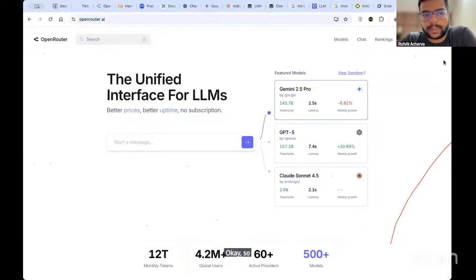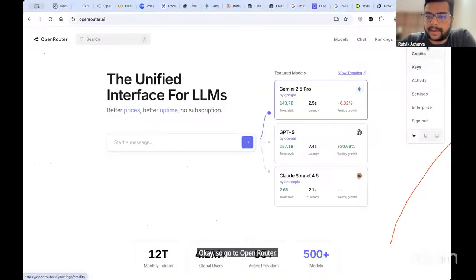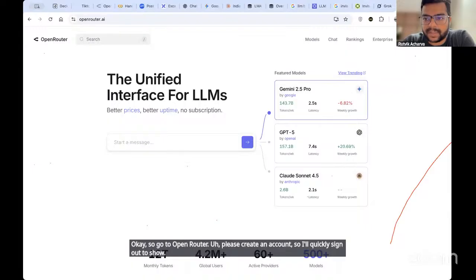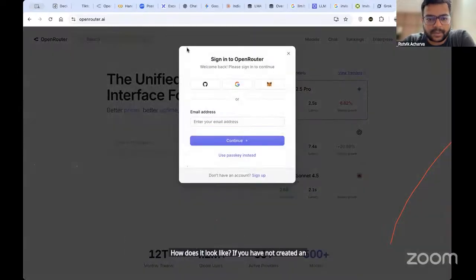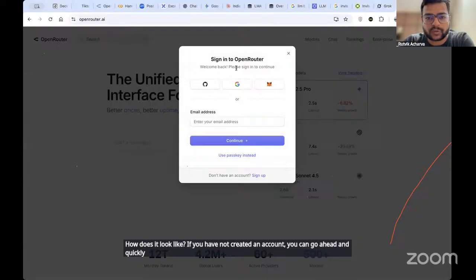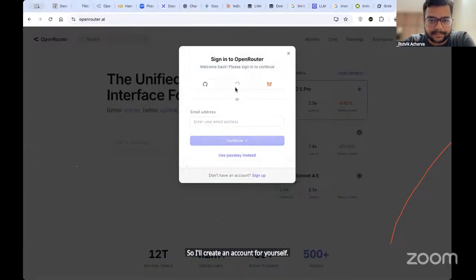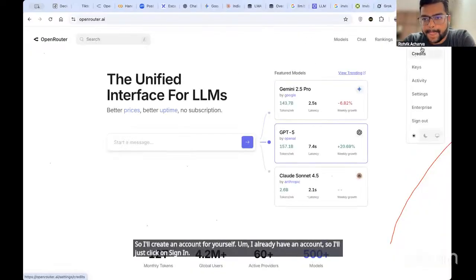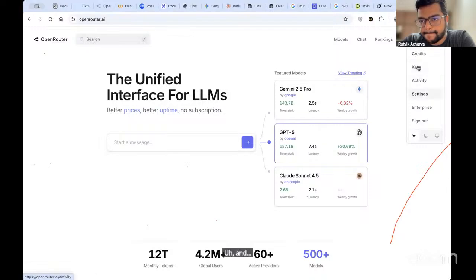Okay, so go to OpenRouter. Please create an account. I'll quickly sign out to show how it looks. If you have not created an account, you can go ahead and quickly use your Google credentials and create an account for yourself. I already have an account, so I'll just click on sign in and go to the right top menu that you have. It should automatically drop down. Click on the second option that's called keys.